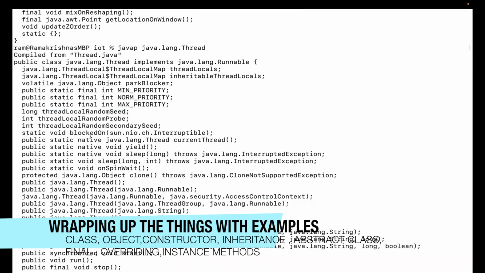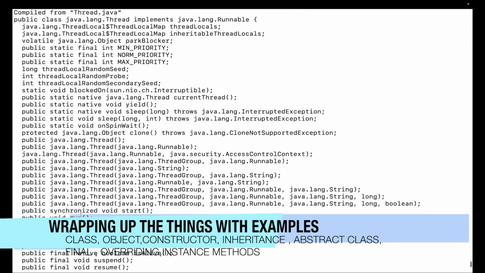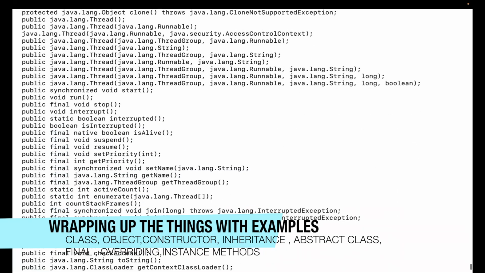No, sir. Okay. How can I access the run method? What is the run method? Instance method. t1.run. What is stop? Stop is a variable or a method? Method. Okay, can I override the stop method? No, sir. It is final.